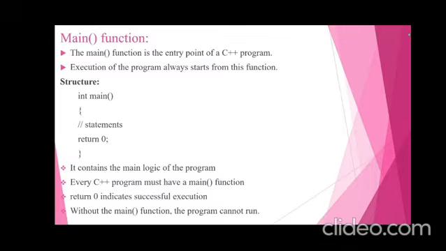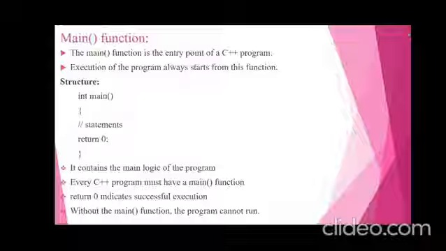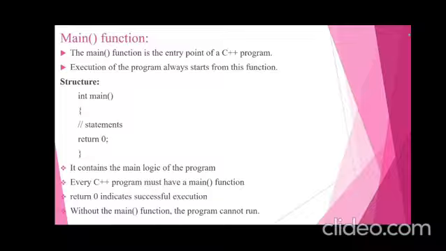Every C++ program must have a main function because without it, the compiler will not know where to start execution and the program will not run. The statement return 0 is used to indicate that the program has executed successfully.